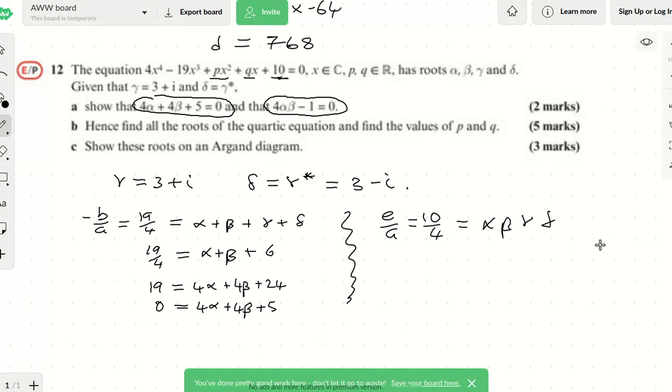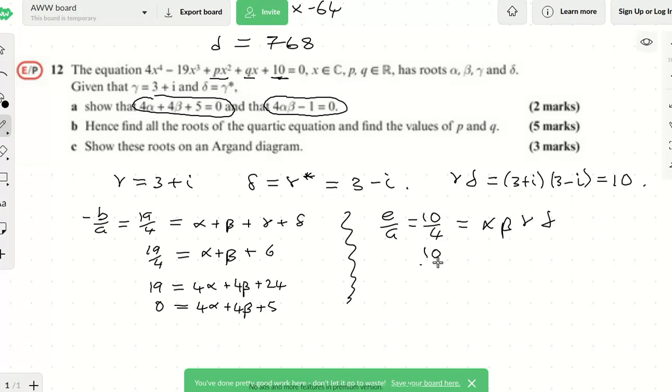Happy with that? Oh, but hang on a second. Gamma delta is 3 plus i times 3 minus i. Sorry, I've messed up slightly. And that equals 9 minus 3i plus 3i, they cancel, 9 minus i squared, which is 10. Because 9 minus i squared is 9 minus minus 1, which is 9 plus 1, which is 10.